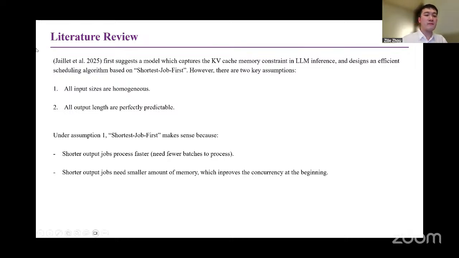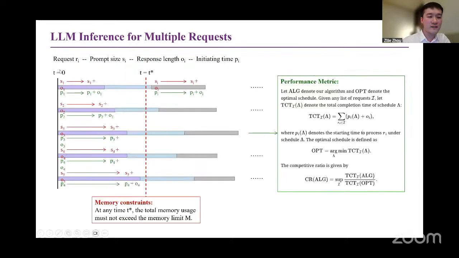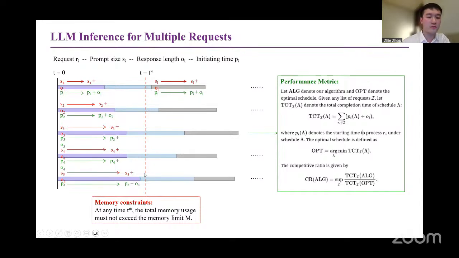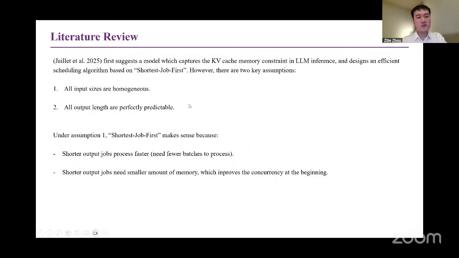Since this paper's main contribution is about the modeling, we did not want to spend too much time on getting very optimal algorithms, and therefore we added two key assumptions in this previous work. The first assumption is that all of the input sizes are homogeneous, which is to say that all of these SIs are the same. The second is that all of the output lengths are perfectly predictable, which means that at the first time, the decision maker knows all of the values O1, O2 until On. Under these two assumptions, we suggest a simple algorithm called shortest job first. Because all of the SIs are the same, shortest is measured on the value of OIs. Under these two assumptions, this algorithm completely makes sense.